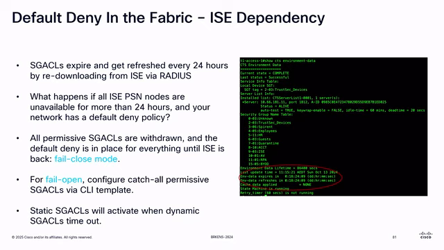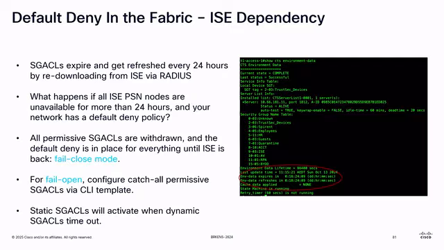So what happens if ISE is down? Well, the access lists time out. They all time out. The default deny still stays. So nothing can talk to each other. We can call it a fail close mode, right?